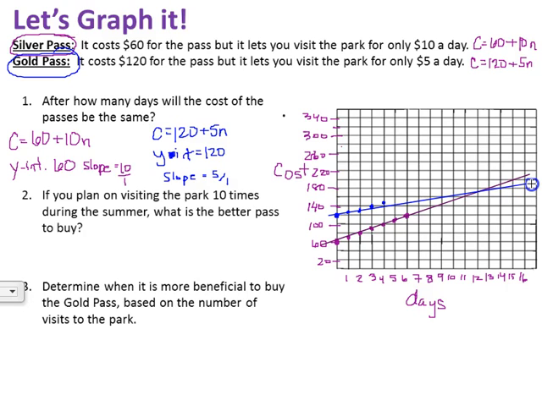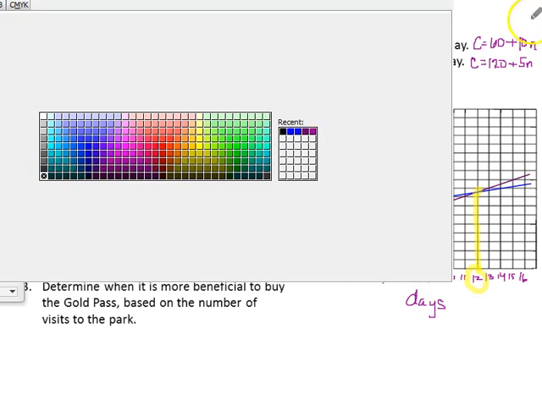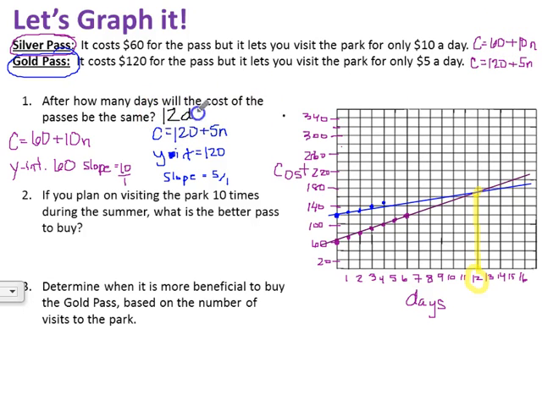And there we go. And now where the lines intersect, that's going to be where our plans have the same cost. So let's find where our lines intersect. It's right here. So if we go down, we see after 12 days, we're going to be paying the same price. So after how many days will the cost of the passes be the same? The answer is going to be 12 days because that's where our lines intersect when we graph them.